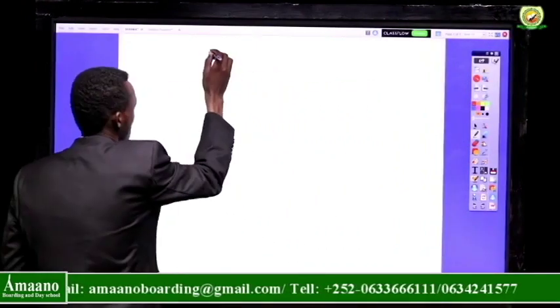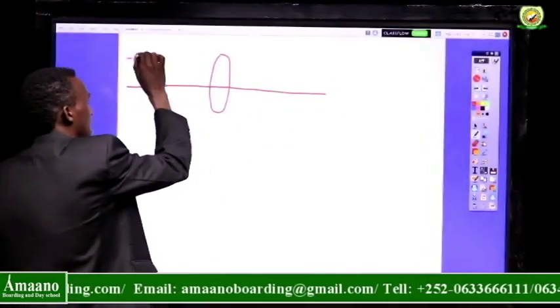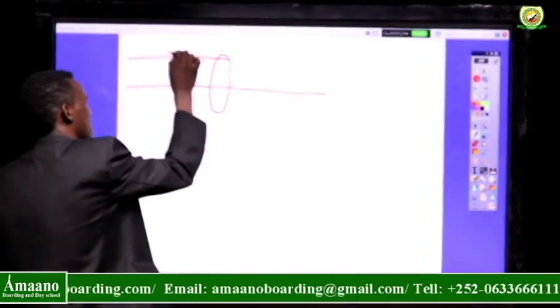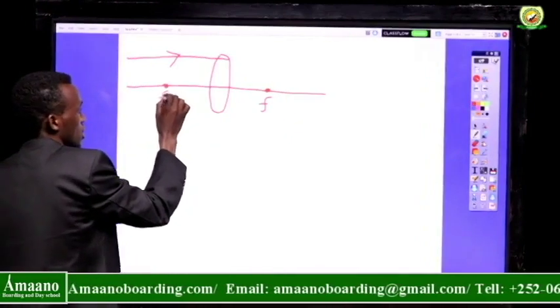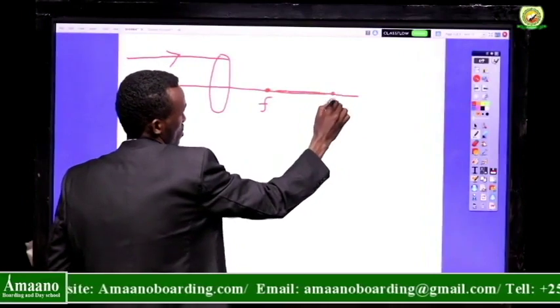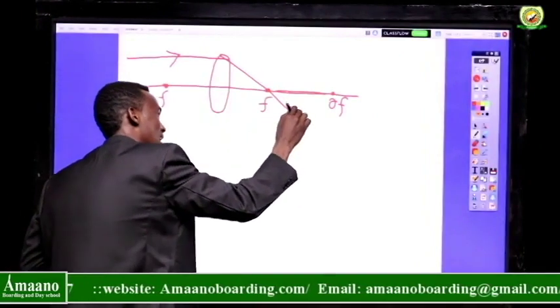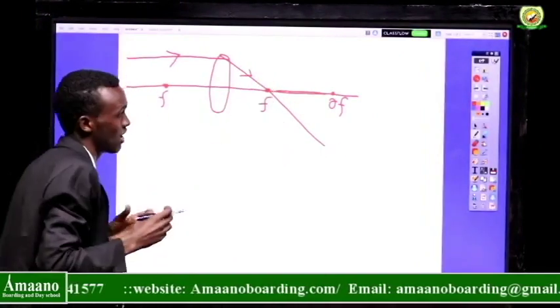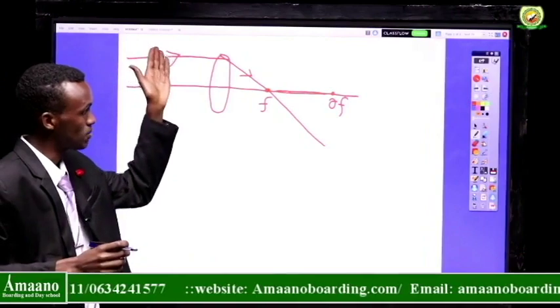So the first rule was, for example, this is a convex lens. The first rule is a ray that is parallel to the principal axis. Here is a focus, and also here is a focus, and also here is double focus, or center of curvature. A ray that is parallel to the principal axis is refracted by the lens and passes through the focus.